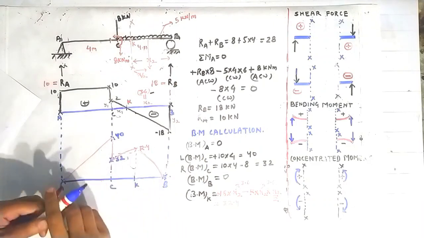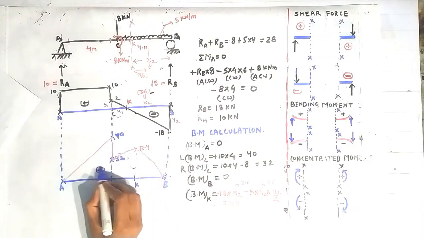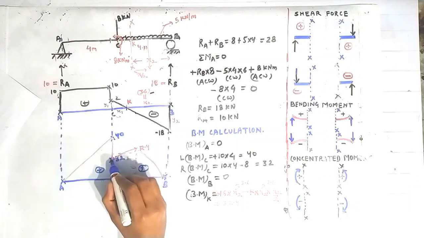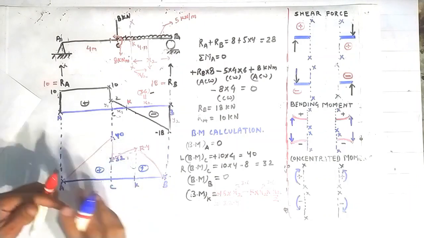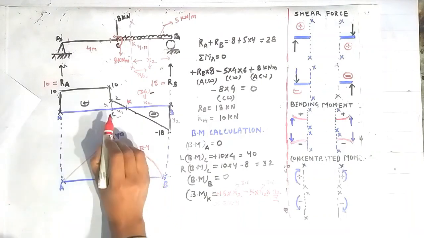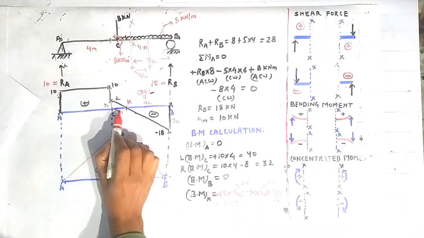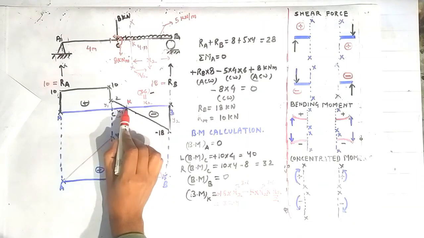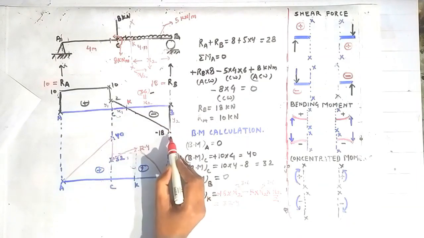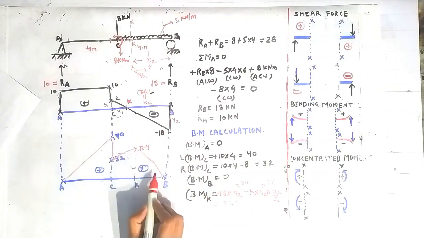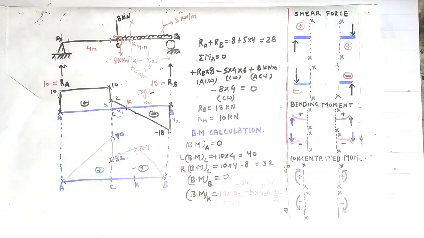So this is the shear force bending moment diagram. Also friend, the parabola is curving like this, that is curving in this direction because shear force is decreasing as we go from C to K, and it is increasing as we go from K to B. So that's why the parabola is curving in this way. This is all for today.